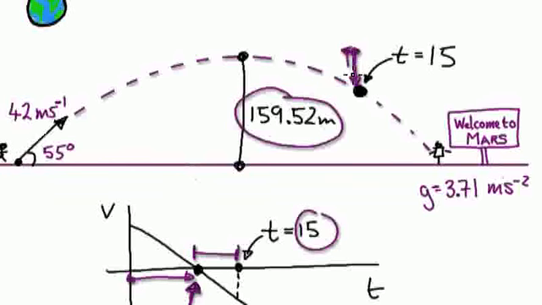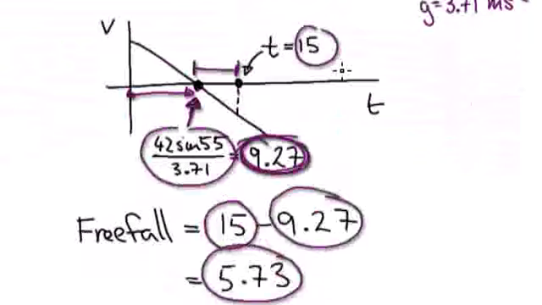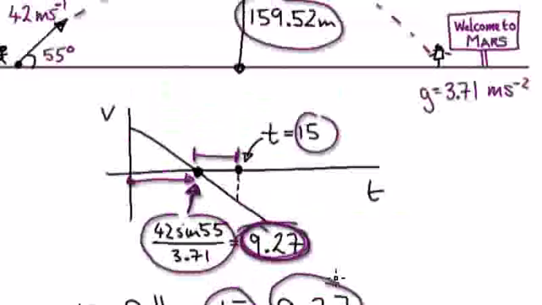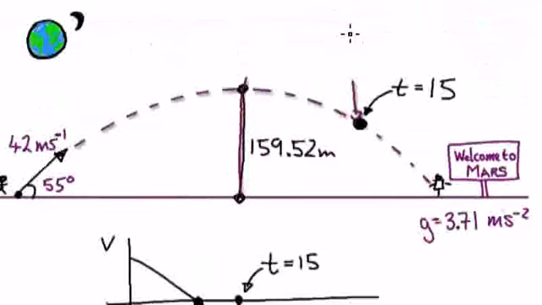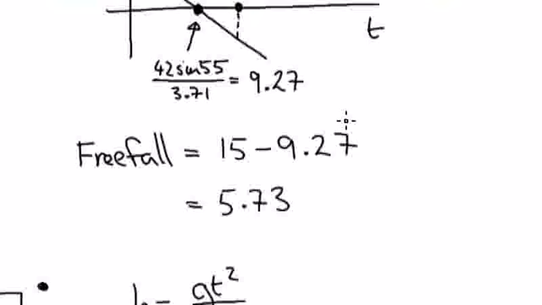So from here, it will free fall for 5.73 seconds. Okay, it will free fall for that amount. So the cannonball will get to its maximum height, and it will free fall for 5.73 seconds. The thing is, what will be the distance after a free fall of 5.73 seconds?